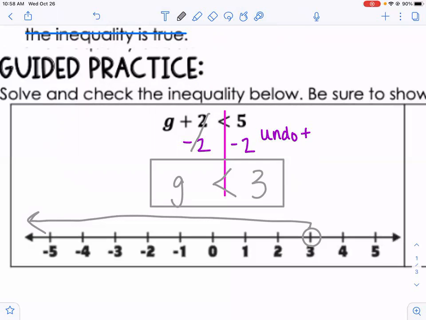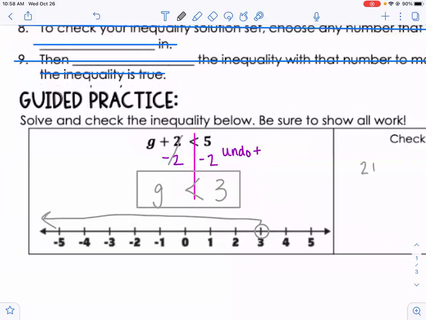Okay, so let's just come back to our original inequality and let's pick a number. 2. Is 2 a number that we colored? So I'm looking at the graph. 4 is not a solution because it's not colored, but 2 is because it's colored. So if I plug 2 in for G, is 2 plus 2 less than 5? Yes, ma'am. Okay, cool. That's good.